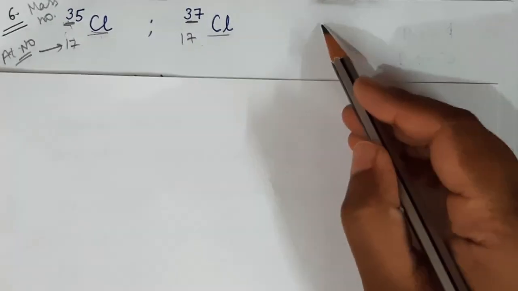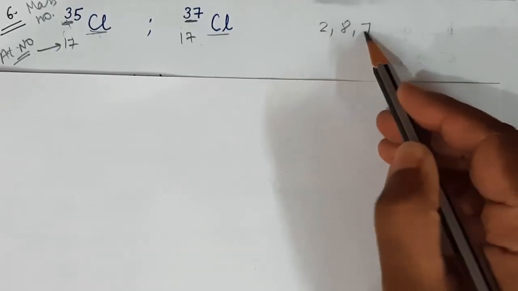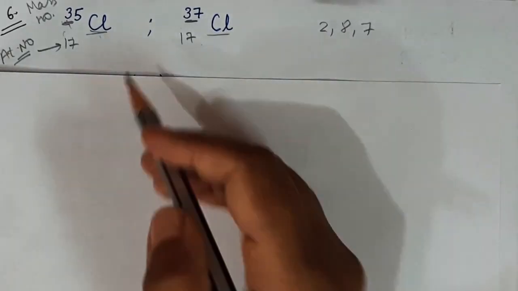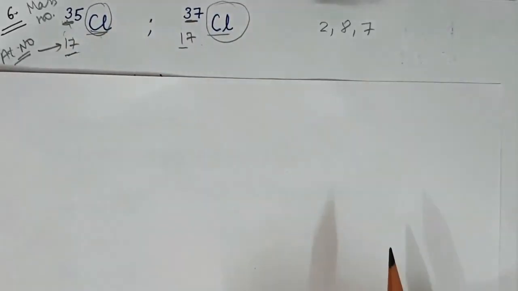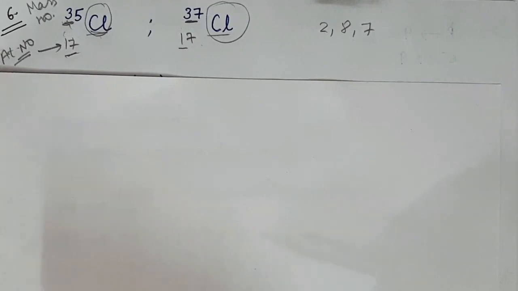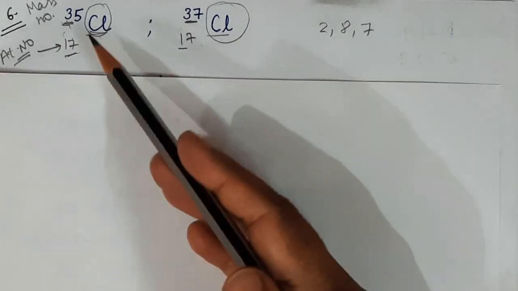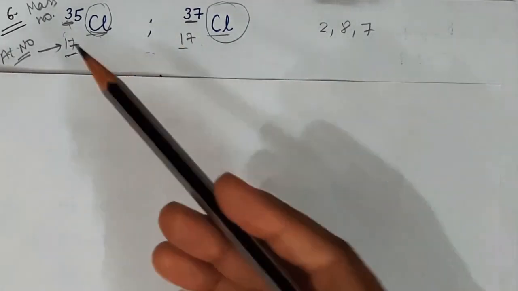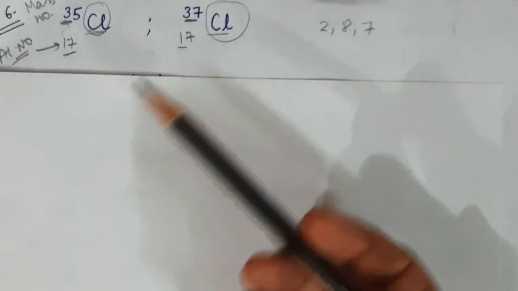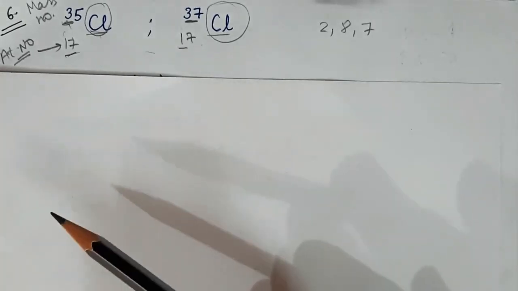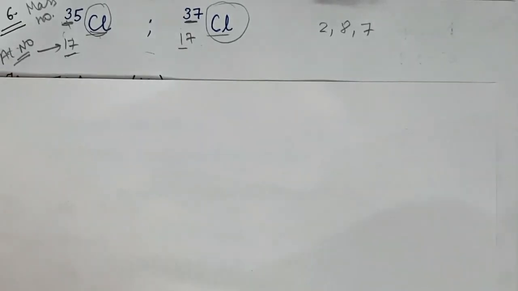If the atomic number is the same, that is 17, the electronic configuration will also be the same. What will be the electronic configuration? 2, 8, 7 in both cases, because the atomic number is the same. They are the same element, chlorine and chlorine. So what will be the valency? In both cases, the valencies will also be the same, because they are the same atoms, same elements. Okay, atomic number is the same, 17, 17. So the valency will also be the same. So the answer is justified.